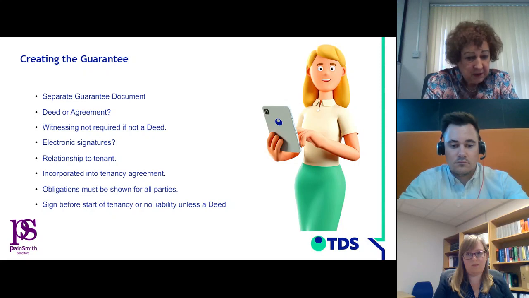I've mentioned incorporating it into the tenancy agreement, but you must make sure that the obligations in that tenancy agreement are shown to all parties. If they do not see that tenancy agreement with the obligations they're guaranteeing, they can argue they're unaware of those obligations and therefore they should not be liable. And again, I'm going to emphasise, make sure that guarantee is signed before your tenancy.